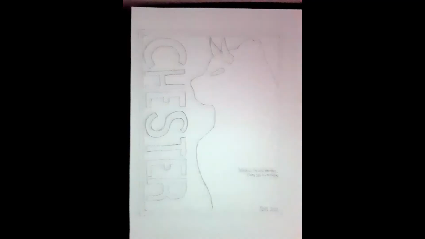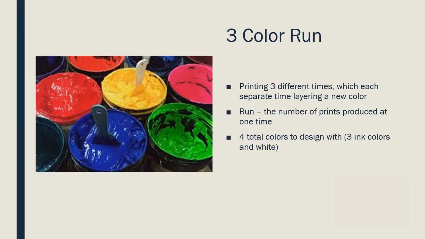Now we should have a strong idea of our final design, so let's draw it to full size. Your design should be slightly smaller than the size of your silkscreen, so in my example, my poster will be 7 by 9 inches. Now it's time to talk color.